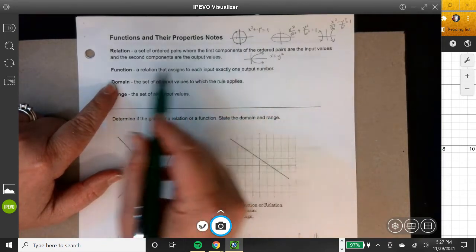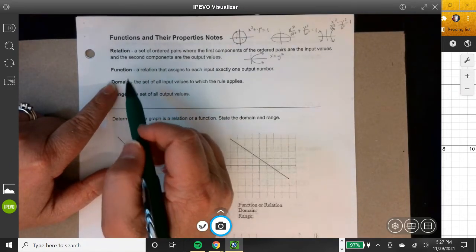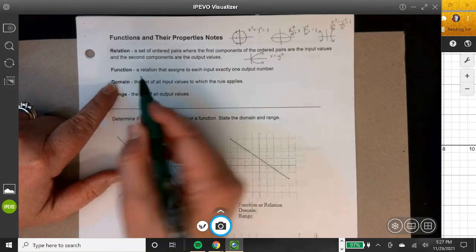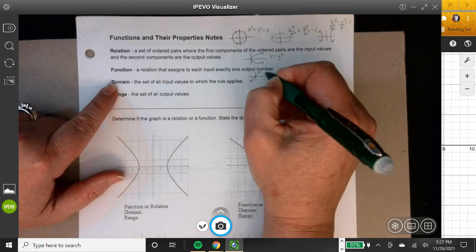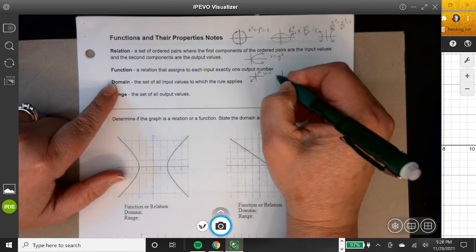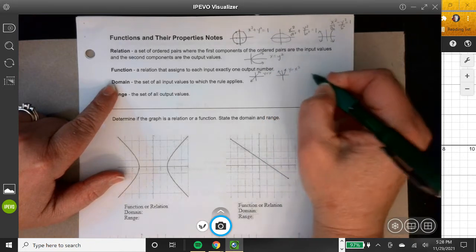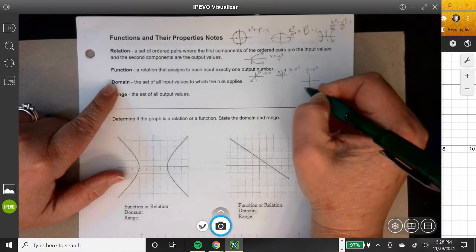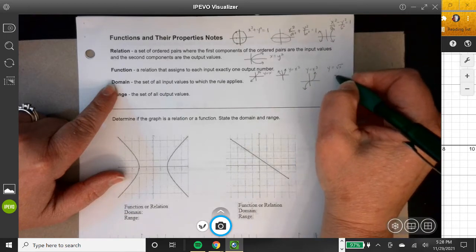This is a relation, and a function is a subset of the set of relations that has exactly one output number for each input. Okay, so there are some famous ones. We have y equals x. That is a function because it passes the vertical line test. We have y equals x squared, another good one. y equals x cubed. y equals the square root of x. And we could go on and on here.